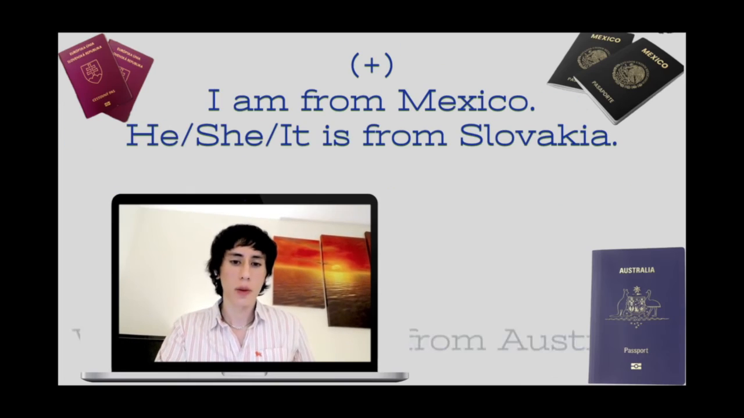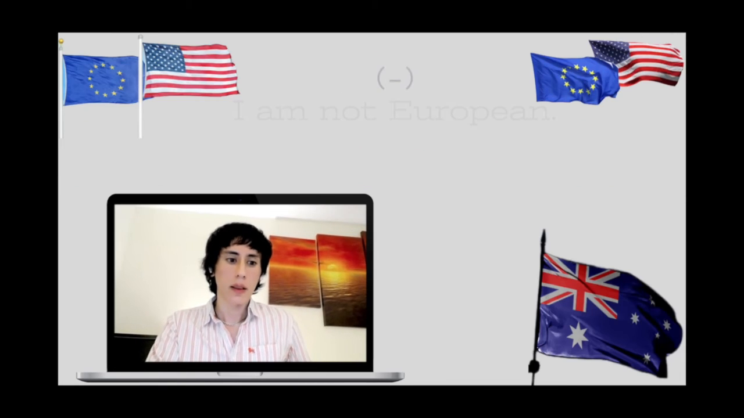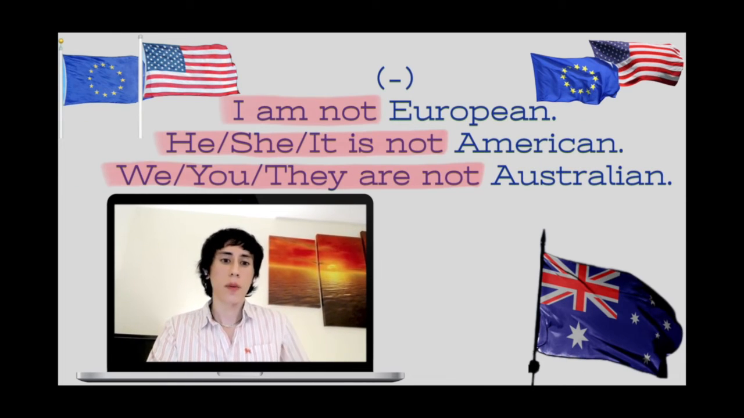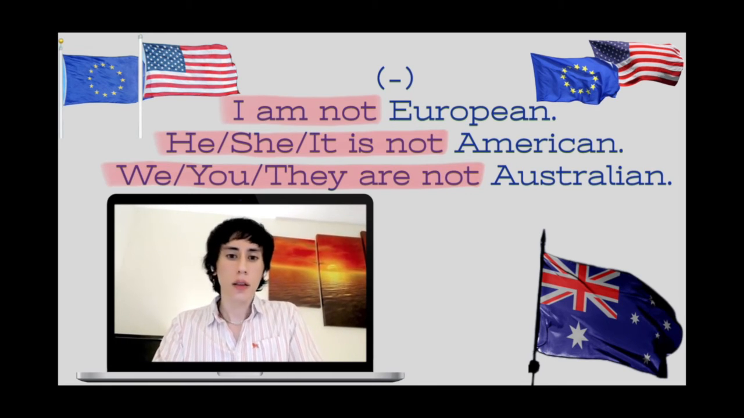Here are some examples in the positive form. For example, I am from Mexico. He is from Slovakia, or she's from Slovakia. Or we are from Australia. The other examples that I have here for you in the negative form: I am not European, he is not American, and we are not Australian.